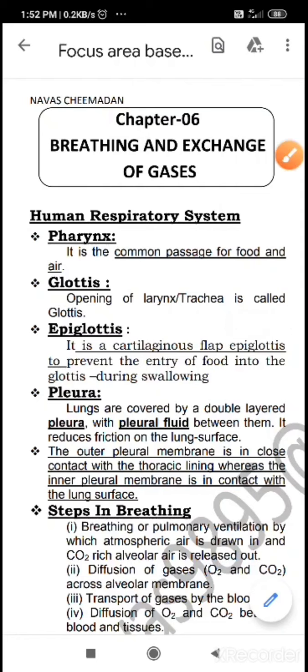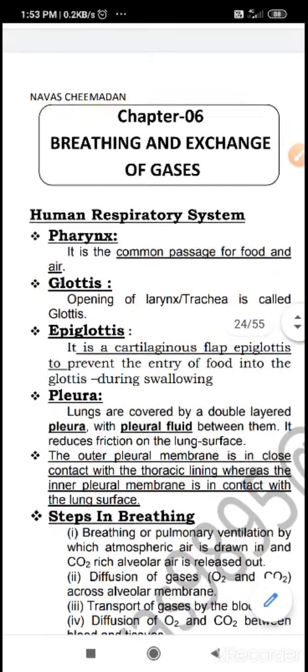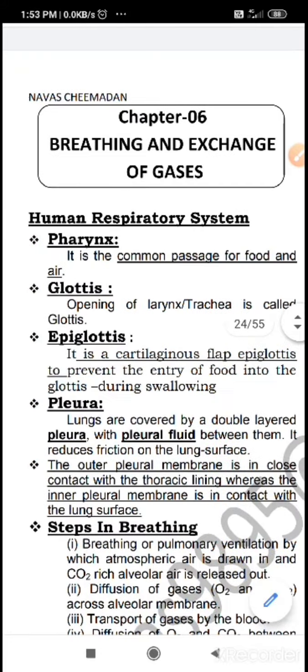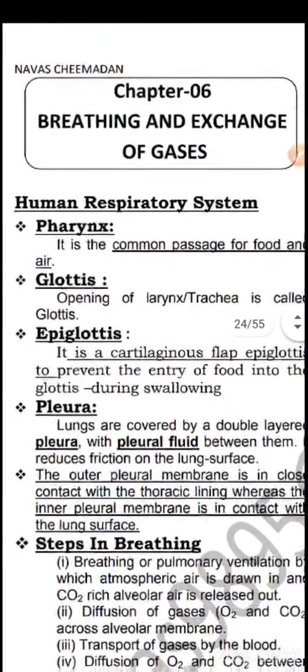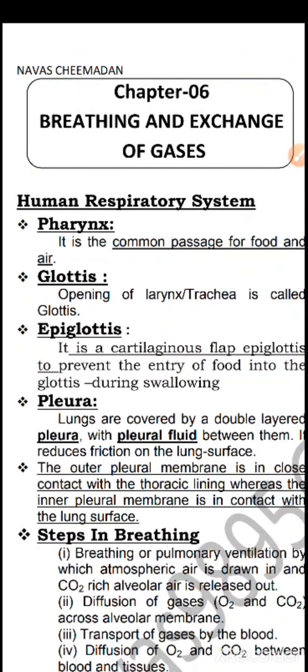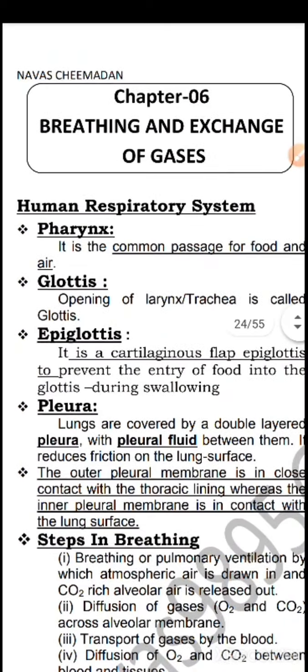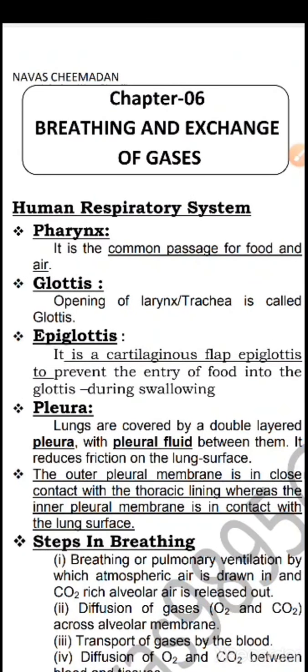The chapter breathing and exchange of gases. That means respiration. So, the human respiratory system. The respiratory organ of human beings is the lung. A pair of lungs are there for respiration, and the respiratory system starts with the nostrils. The opening of a nose is known as a nostril. There are two nostrils, and the nostrils lead to the nasal chamber.